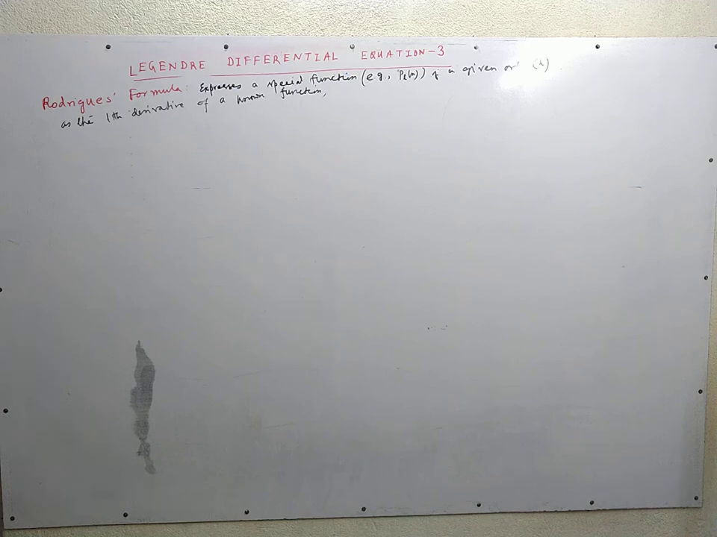This is the third lecture on Legendre differential equation. In the previous lecture we have seen that if we choose alpha is equal to L into L plus 1, then one of the solutions of the Legendre differential equation is a polynomial called the Legendre polynomial, and the other one is an infinite series called the Legendre function of second kind.